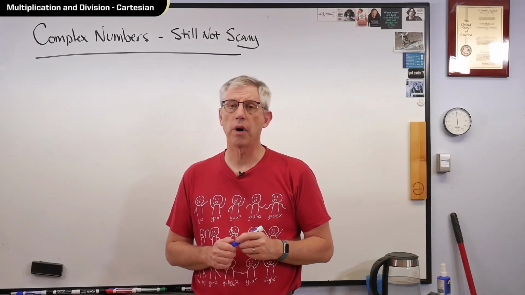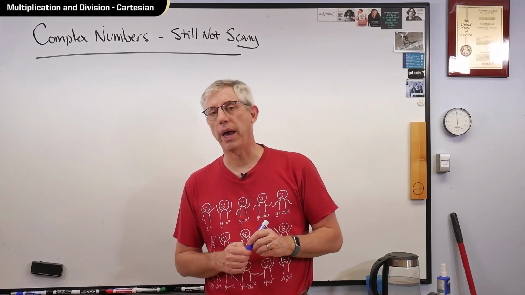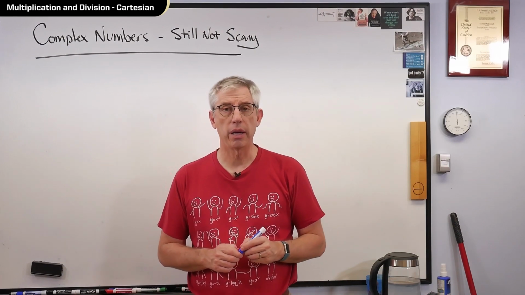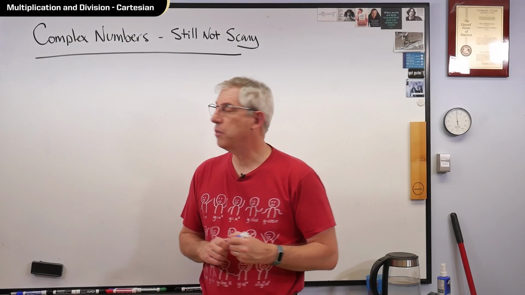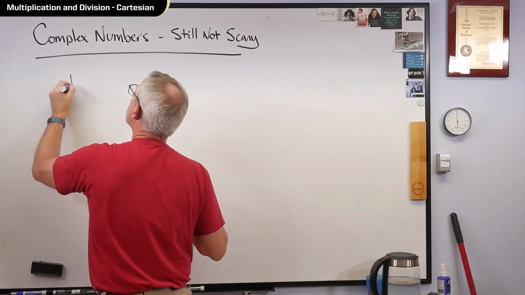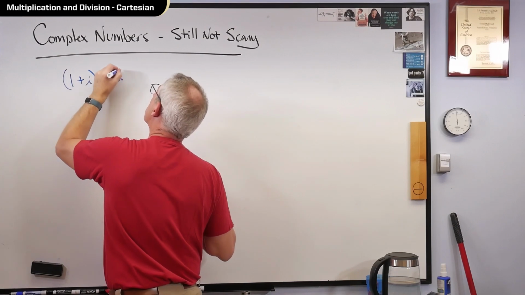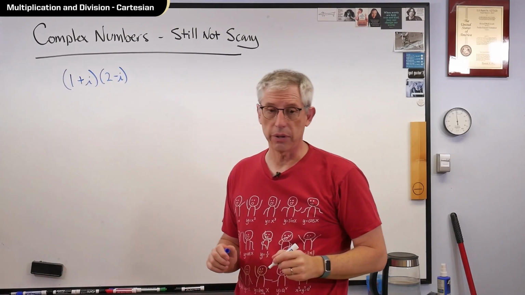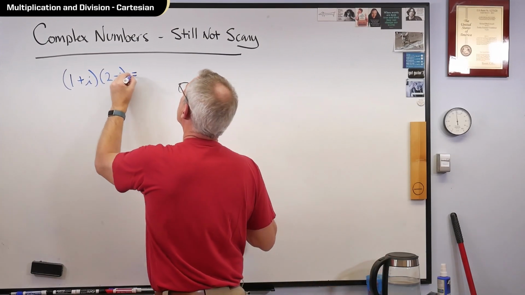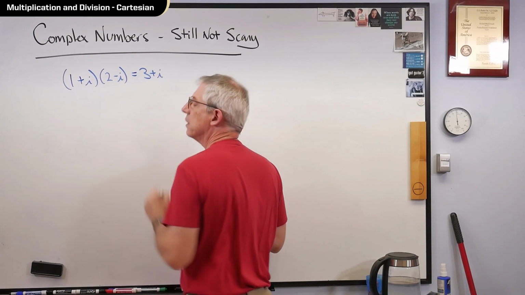Now, before we move on, I had mentioned that there was another way to multiply and divide complex numbers. Before, we had used the example of 1 plus i times 2 minus i. And that certainly works. We got 3 plus i.